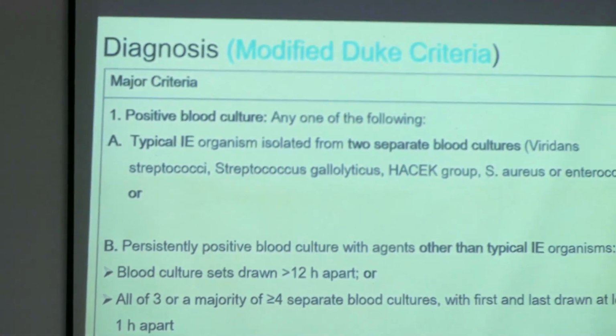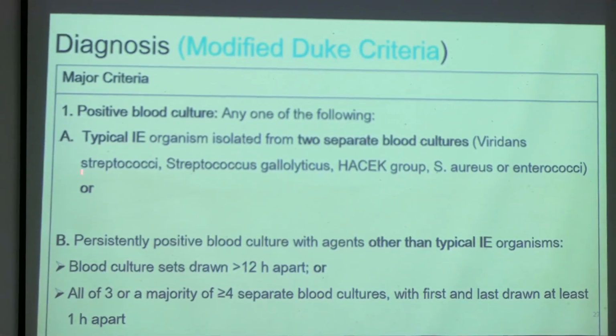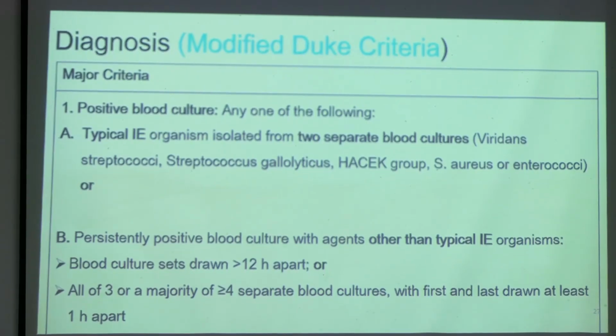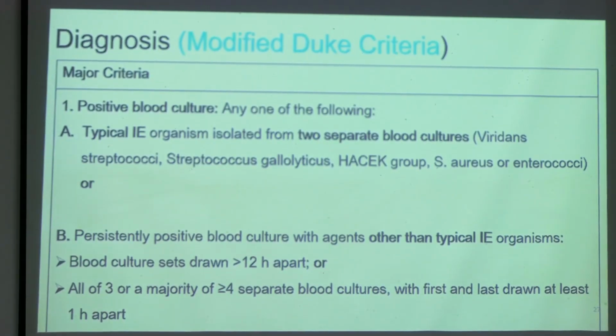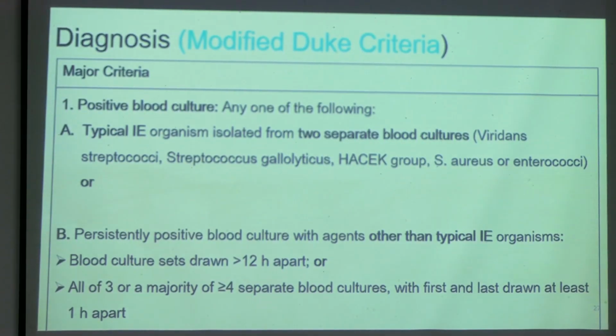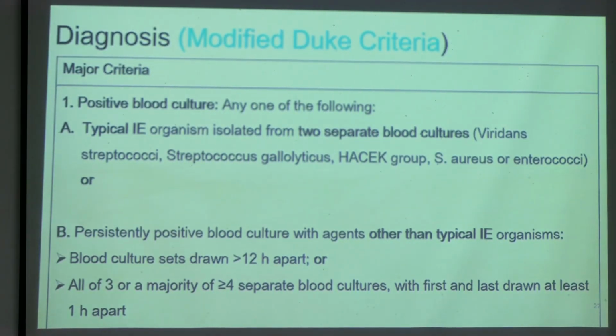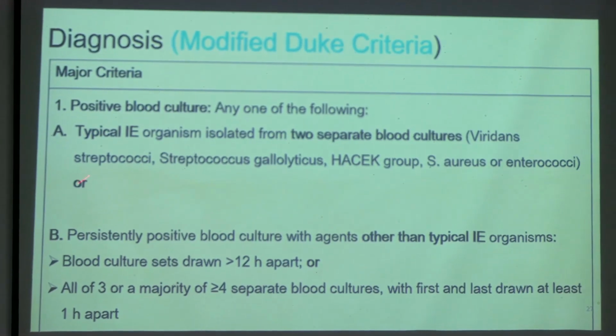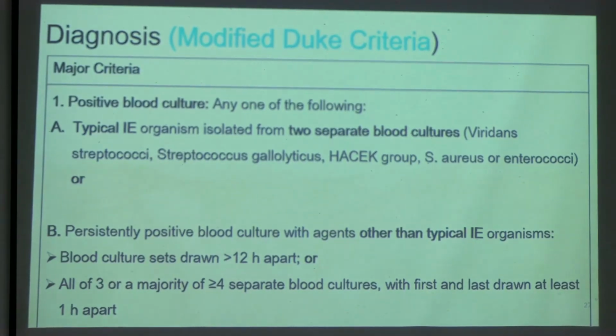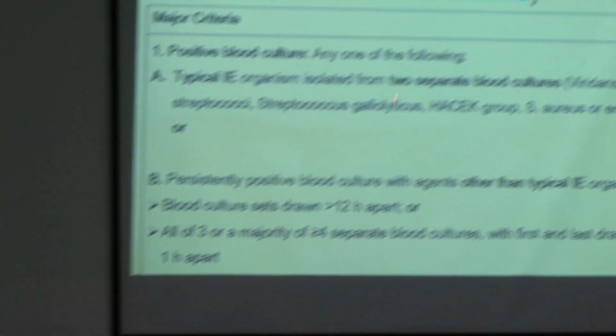Okay, so positive blood culture, if it gives typical infective endocarditis organisms. Now, what are typical infective endocarditis organisms? Those that can be grown in culture. Your staph, CONS, enterococci, streptococci. Okay, so these are your typical organisms, in two separate blood cultures.